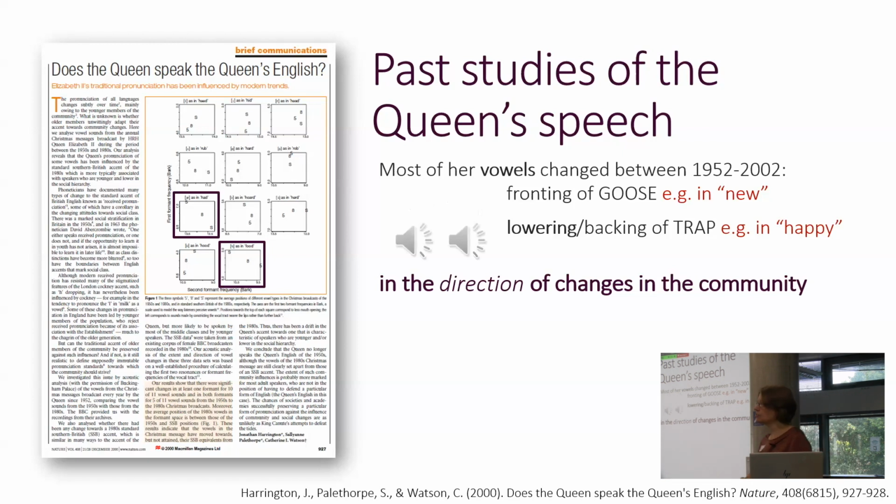The trap vowel, so that's the vowel in words like hat, bat, cat, has lowered and backed. So we've got the word happy, from lots of these things that have happy Christmas in them and a merry new year or whatever it is. So I've got new and happy. So this, I hope, is happy.